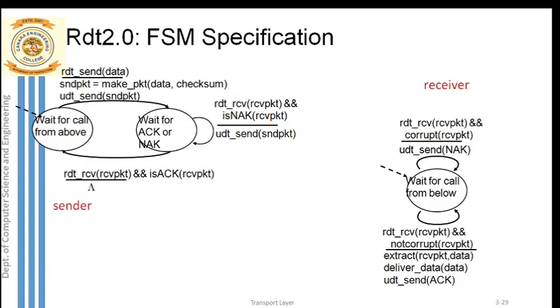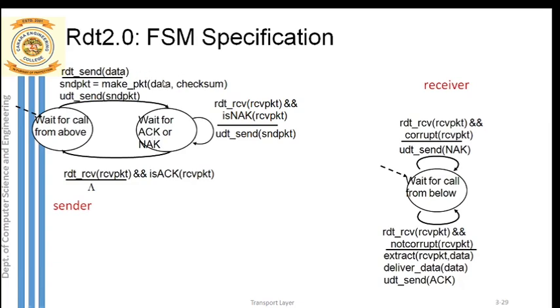One is the sender: whatever he has sent might be received at the receiver side in the proper format, without any corruption, without any problem. In that case, what acknowledgement may he expect? He may expect a positive acknowledgement.